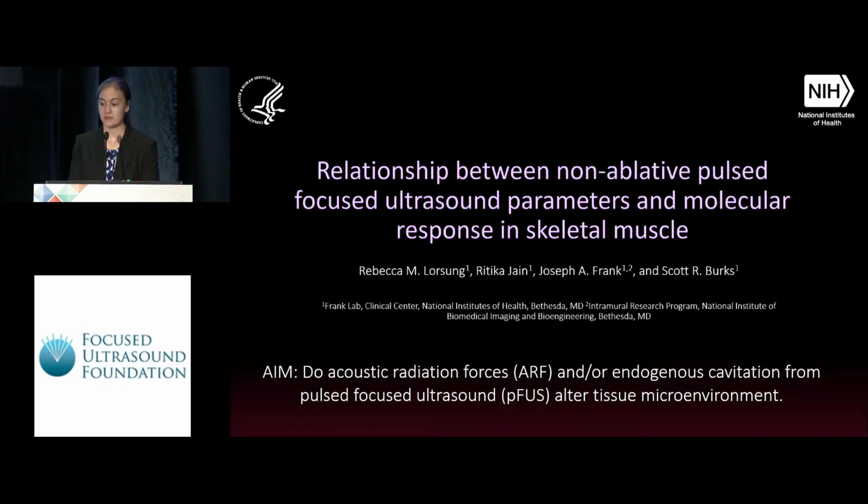So the purpose of our experiment was to determine how acoustic radiation forces and/or endogenous cavitation from pulse focus ultrasound alter the tissue microenvironment.